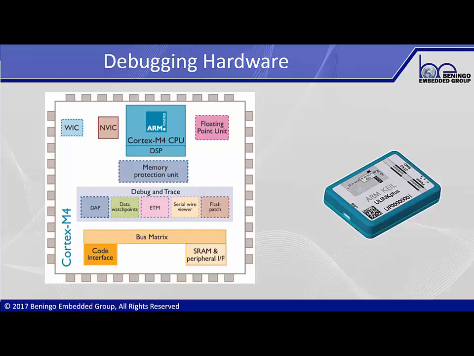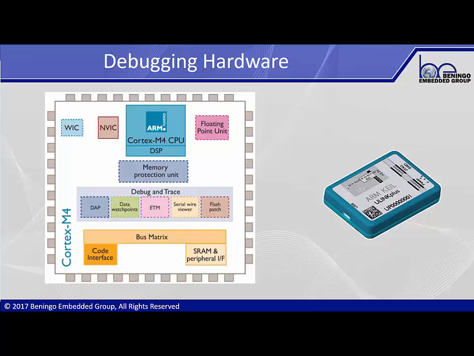And serial wire viewer does allow us to get some basic information serially out of our microcontroller, so we can do some things like printf. We might be able to set up an ITM port to be able to get a little bit faster data out as just a simple example.